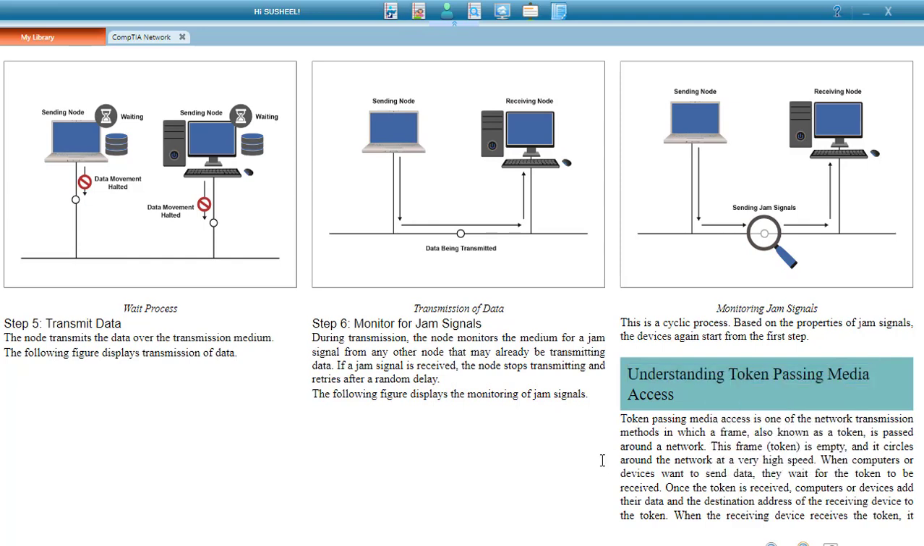Understanding token passing media access. Token passing media access is one of the network transmission methods in which a frame, also known as a token, is passed around a network. This frame, token, is empty, and it circles around the network at a very high speed. When computers or devices want to send data, they wait for the token to be received. Once the token is received, computers or devices add their data and the destination address of the receiving device to the token.